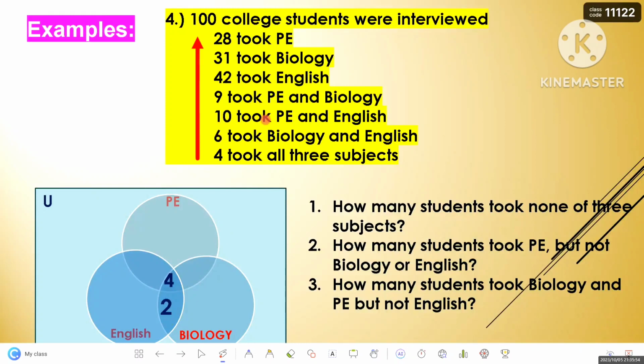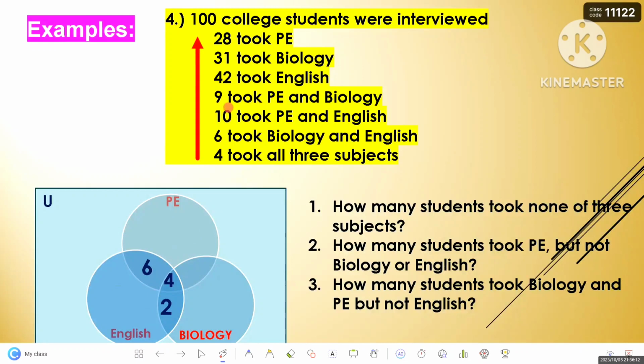10 students took PE and English. PE at English. So dito tayo banda. So 10 ito, meron na tayong 4. Anong nawawala? Correct. 6 is the remaining because 6 plus 4 is 10.